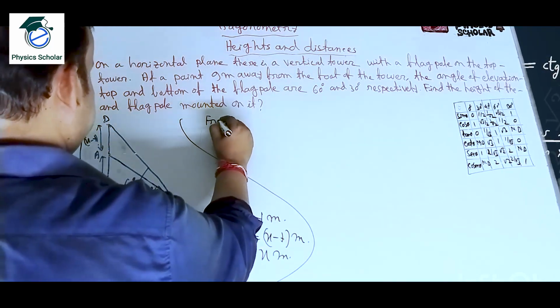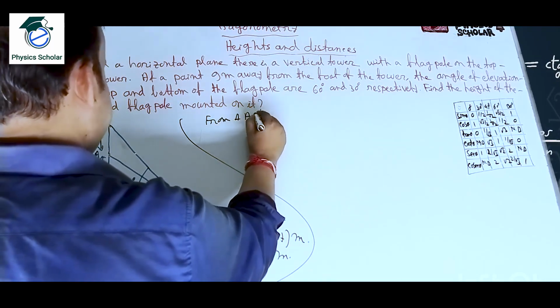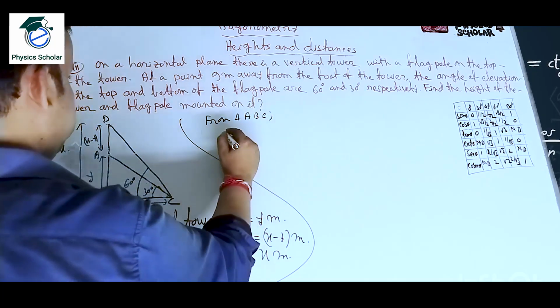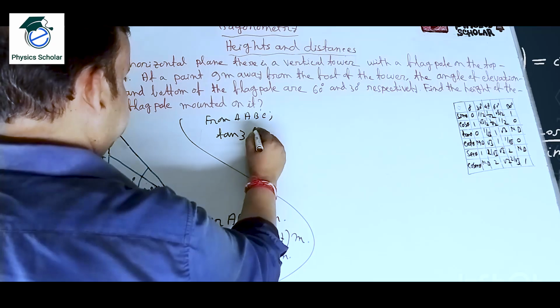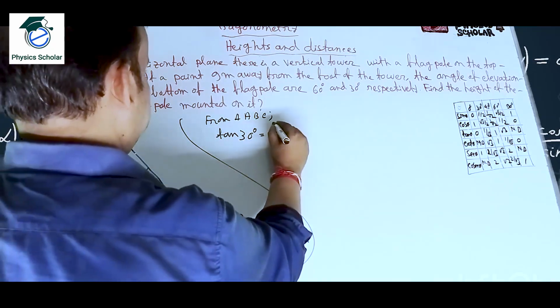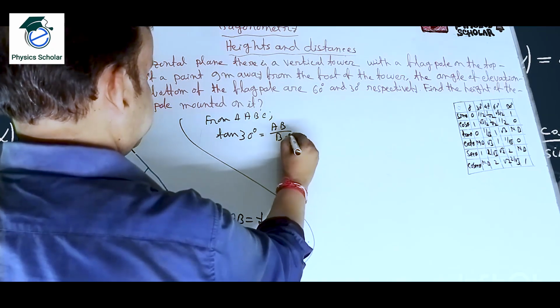Now from triangle ABC, this is a right angle triangle, what we know? Tan ABC, tan 30 degree is equal to perpendicular by base, okay.